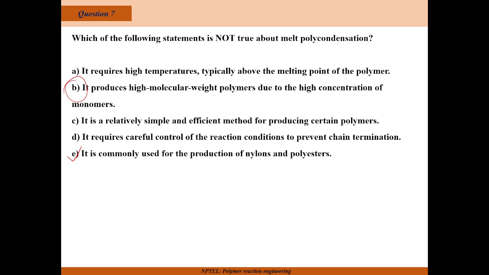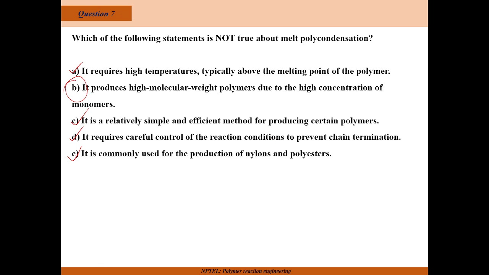I'm not so certain about the other options. If you consider the other options, the first one is perfectly true, and this one is also a true statement. Here we are just providing heat and nothing else. This one is also a true statement because it is a clear statement from sir's lecture.